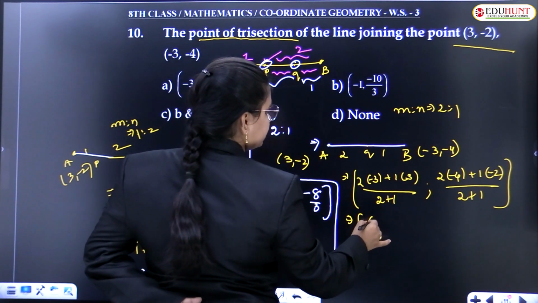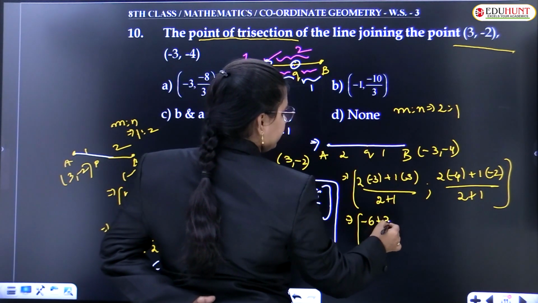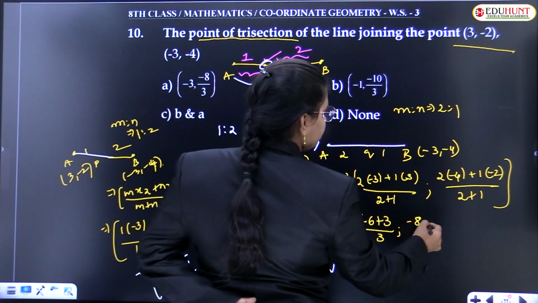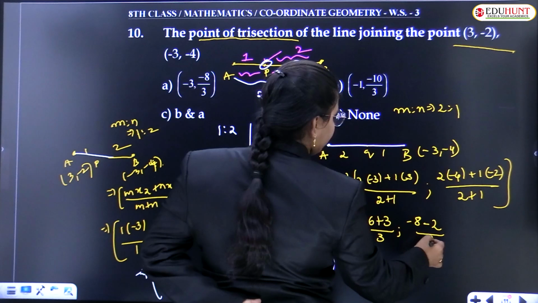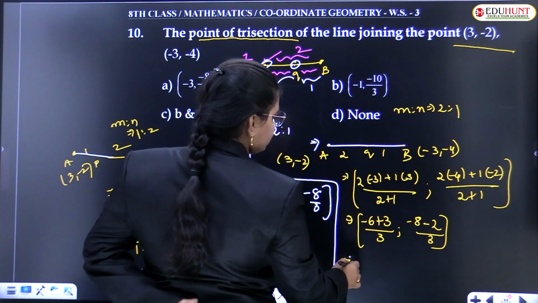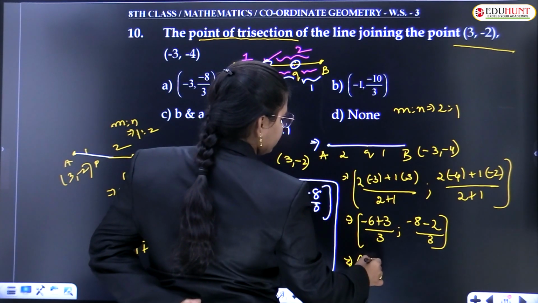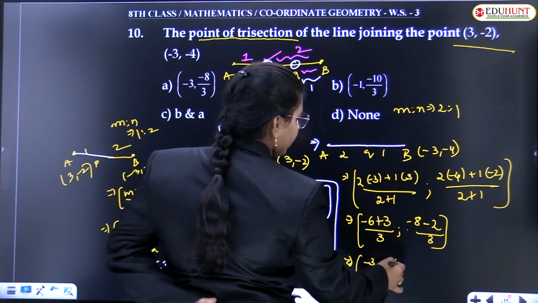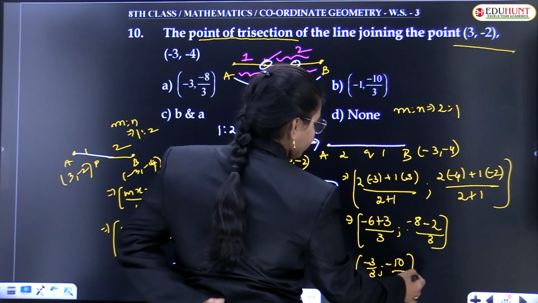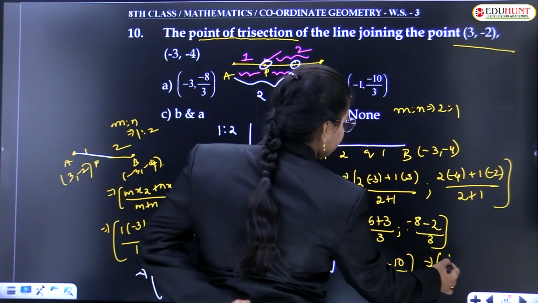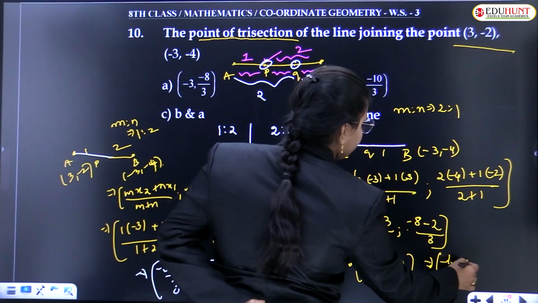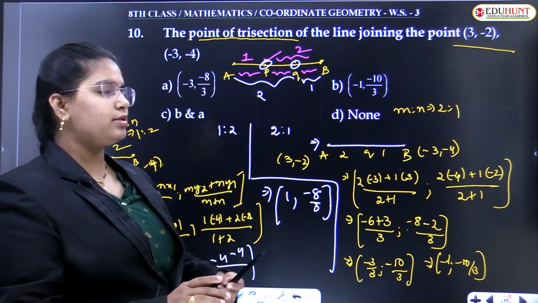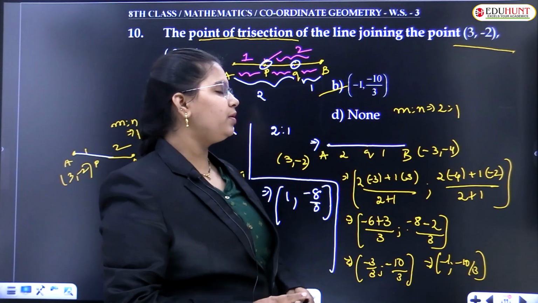2 into minus 3 is minus 6 plus 3 by 3. Next, minus 8 minus 2 by 3. So what will be the answer then? Minus 6 plus 3 is minus 3 by 3. And this one, minus 8 minus 2 is minus 10 by 3. So what will be the answer? Cancelling, we get minus 1 and minus 10 by 3. Can you see in the options? Yes, of course I can see in the options, which is option B.